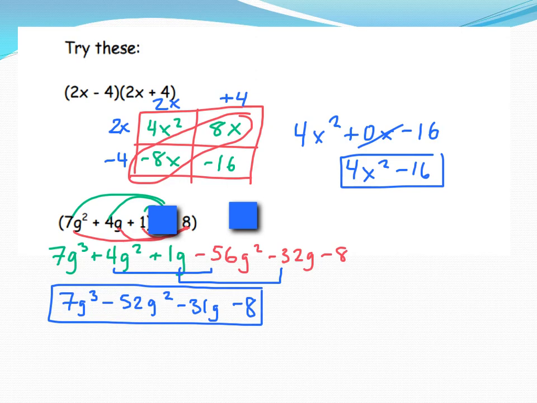So whether you use the table method or foiling, multiplying horizontally, whatever method you like to do, whichever one works best for you, go ahead and do it.